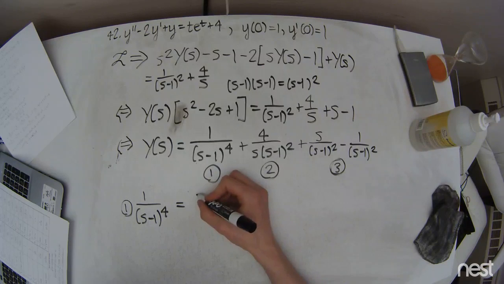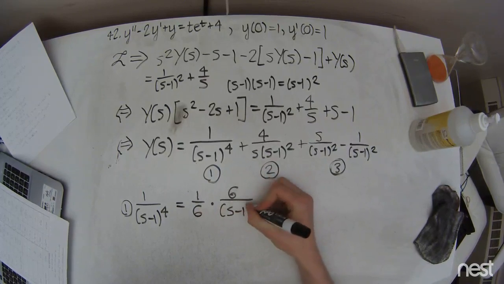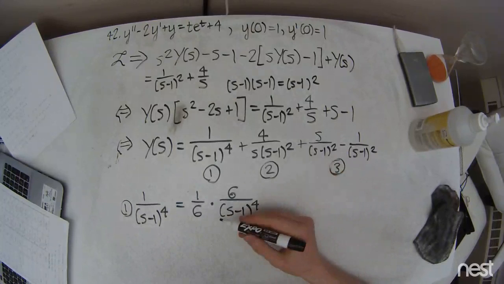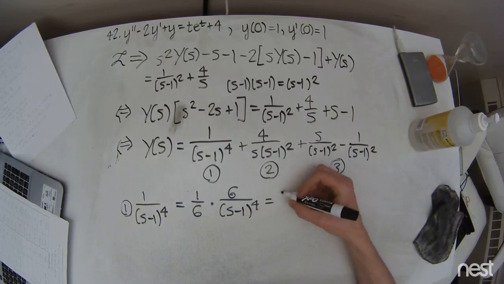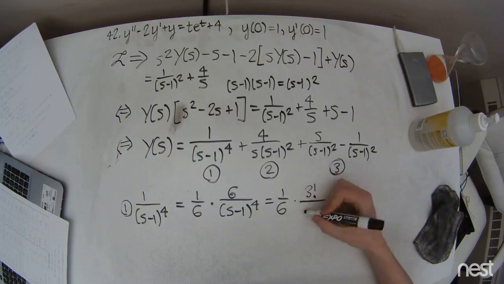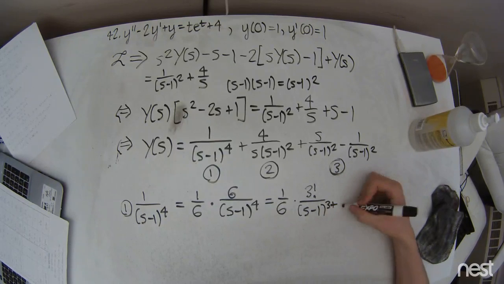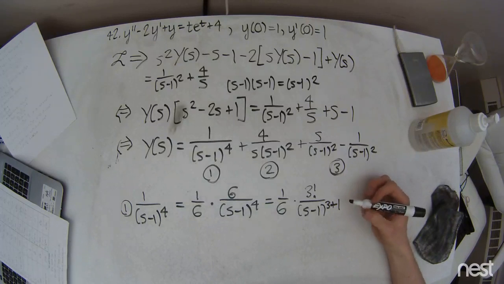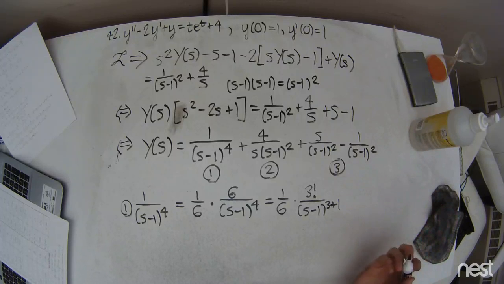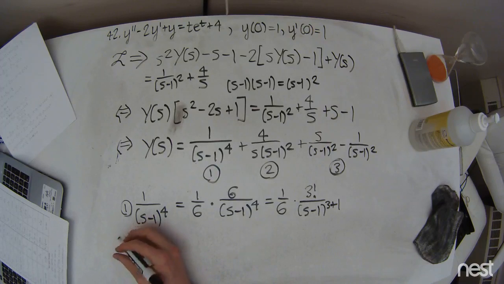That's going to be 6 over 6, so we're going to have 1 sixth times 6 over (s minus 1) to the fourth. So now we can notice that this is actually equal to 1 over 6 times 3 factorial over (s minus 1) to the power of 3 plus 1. And now if we consult our table, we can see that that's actually a transform that we recognize. That's going to be t to the n, e to the at, so let me just write that out here.